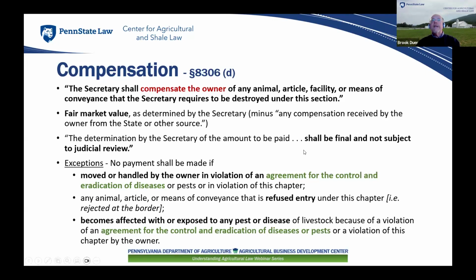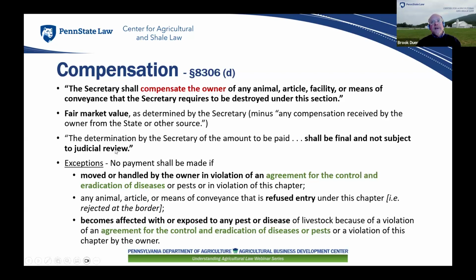So if your birds are already sick, put it this way, an animal that has been diagnosed positively with a certain condition is essentially not a compensable loss. It is the anticipatory depopulation to prevent spread of that. That's what we're talking about here, paying the fair market value. Because otherwise, a confirmed positive case of that animal doesn't have a fair market value. There's no market for it. And now, the determination by the secretary of the amount to be paid shall be final and not subject to judicial review.